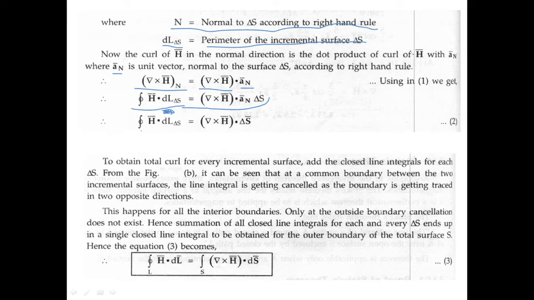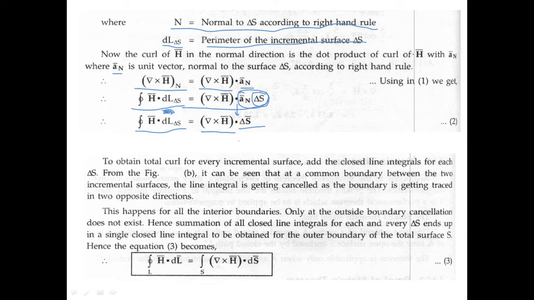Now what happens here? What you have to observe is that this ds is not a vector. If I include it as a vector, it will also have the direction an. So an dot an will be 1. So I can represent these two as a dot product, in other words this an into delta s is nothing but delta s vector, and the dot product remains the same. So what did I get here? Over a closed integral, h vector dot dl vector will be equal to curl of h vector dot ds vector.